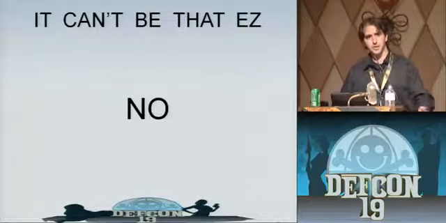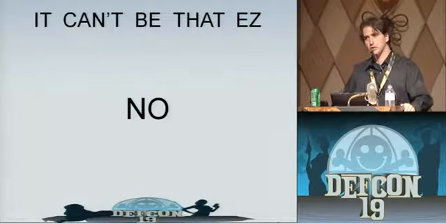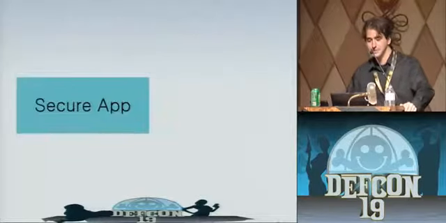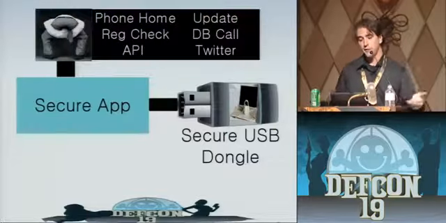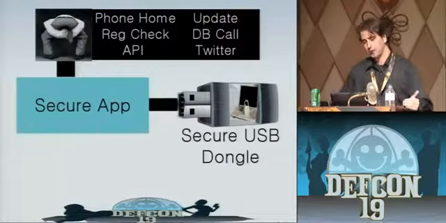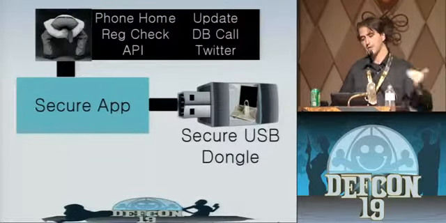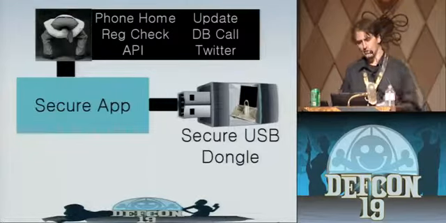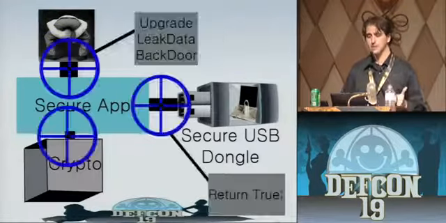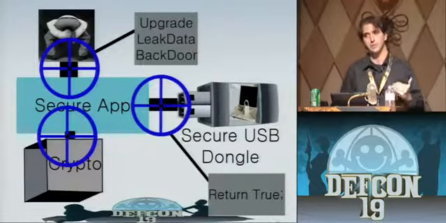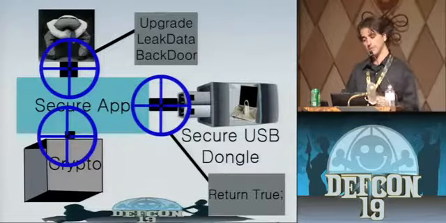So it can't be that easy, right? We all know that computers are secure and Microsoft has done all of their work to stop us. We use secure dongles. We phone home and do registration checks. We look for updates and DB calls and Twitter, whatever, and we have crypto objects on our secure application. These are all nice targets because programmers segregate their code nicely.